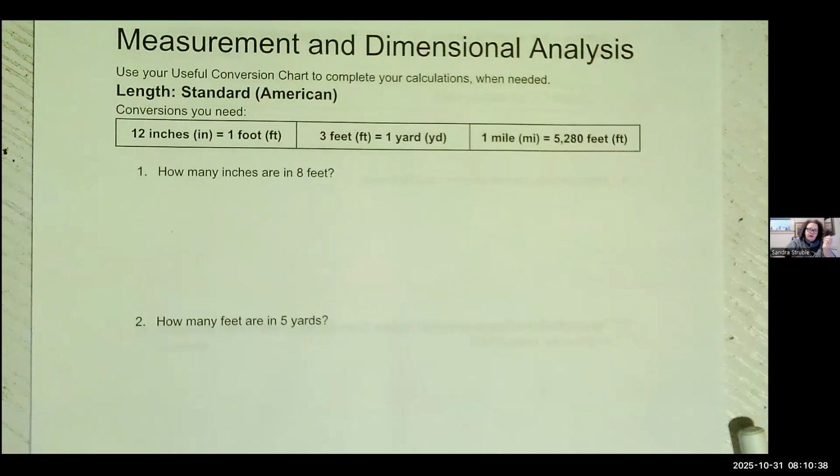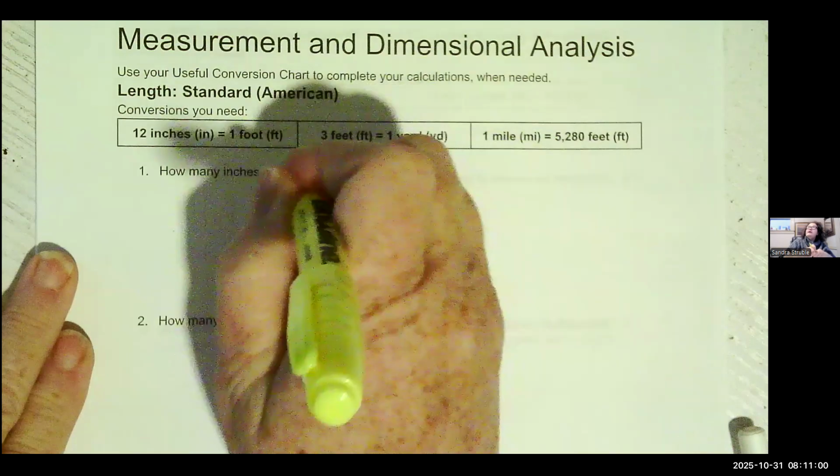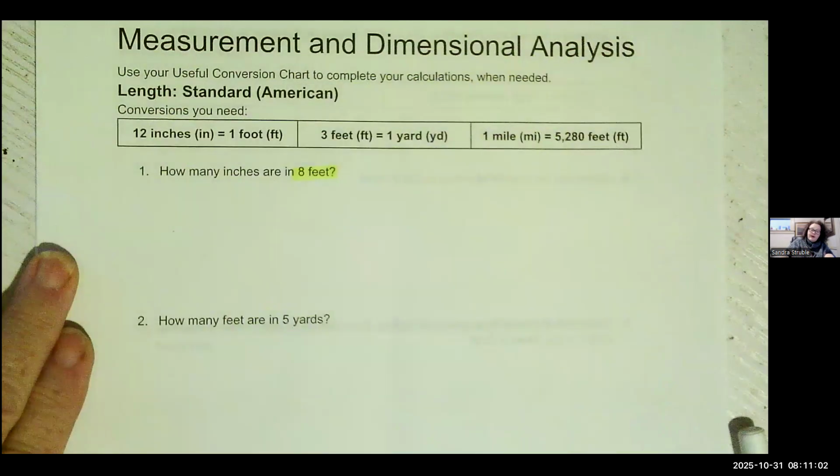Okay. So anytime you're doing a conversion, now first we're going to start with American. We're going to be living in American for a while. All right. Anytime you do a conversion, you always start with what you're given. Do not start with a conversion. Start with what you're given. And we are given how many inches are in 8 feet. We're given 8 feet. So I'm going to start with 8 feet.